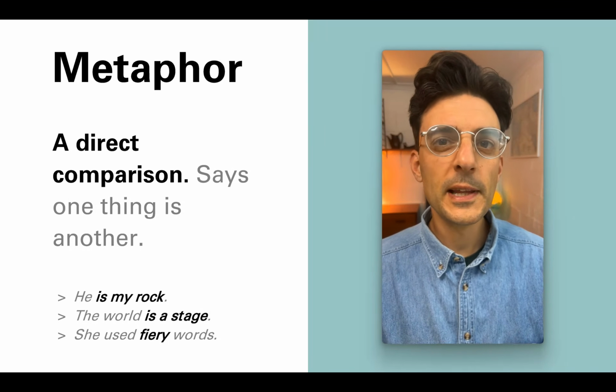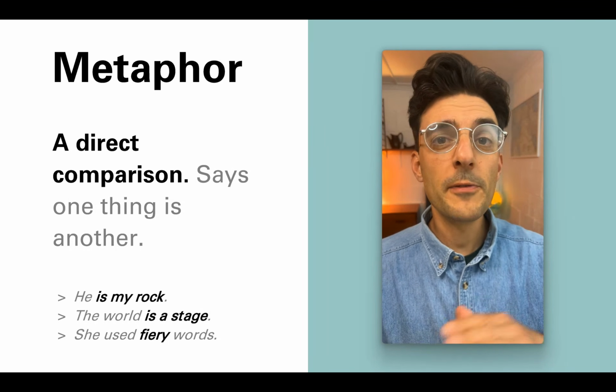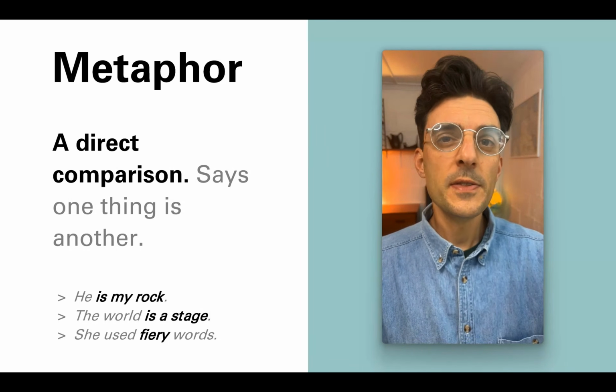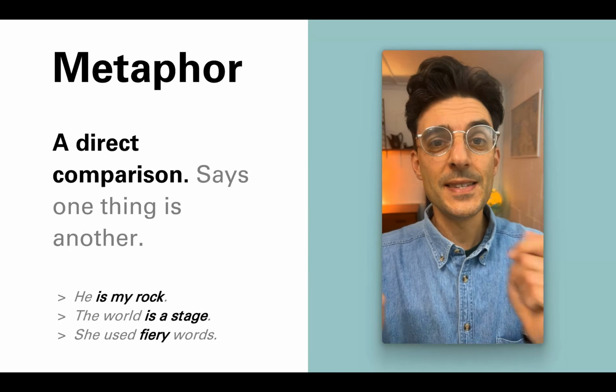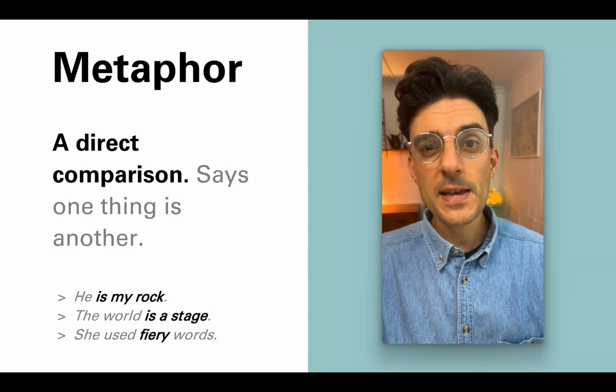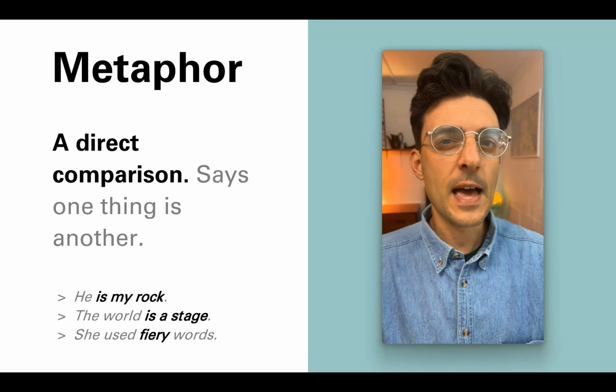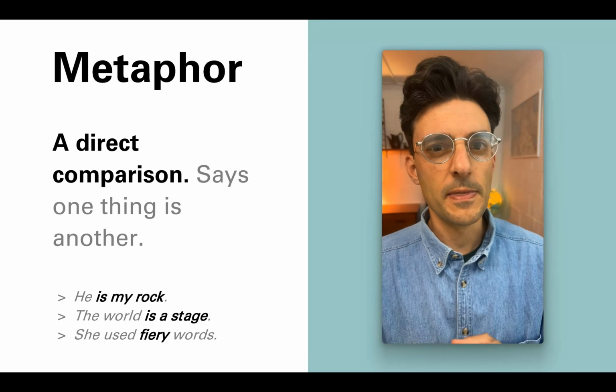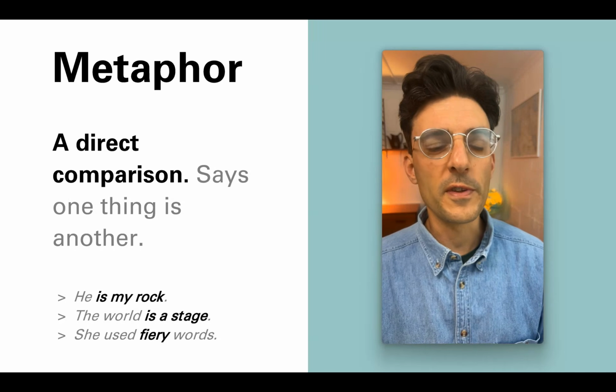Carrying on from simile, we get into metaphor. Now, metaphor is a more direct comparison. This is where you're saying something is the other thing. You're not saying it's like that thing. You're not saying it's the same as that thing. You're saying it is that thing. It's a direct comparison in that respect. 3 examples on the slide for you.